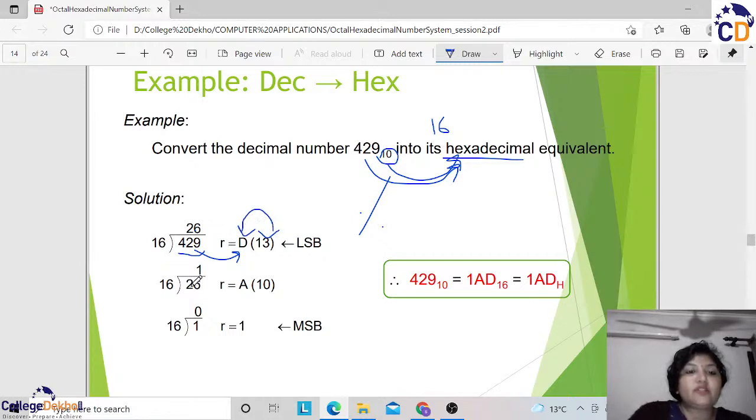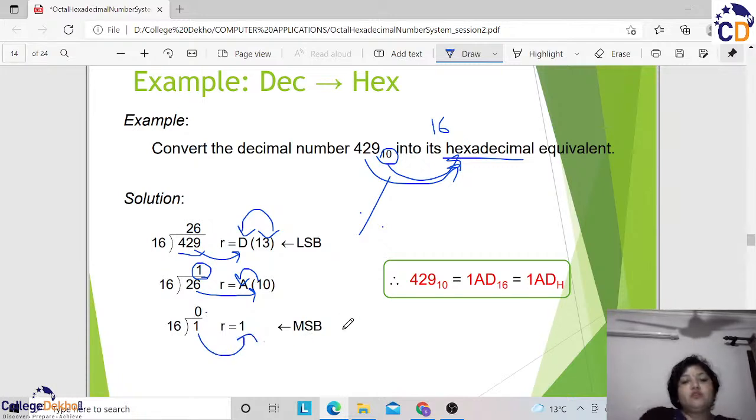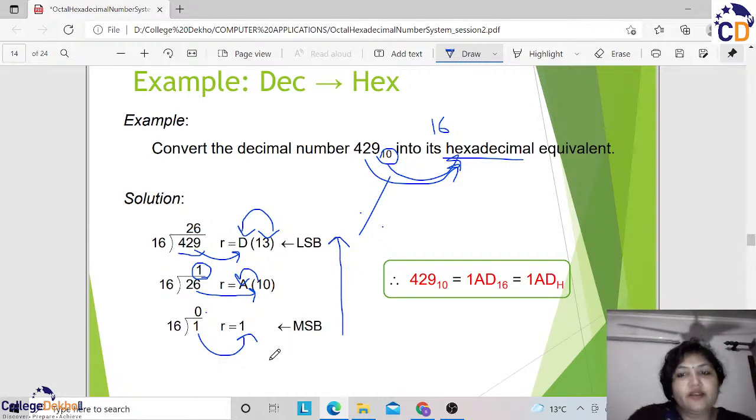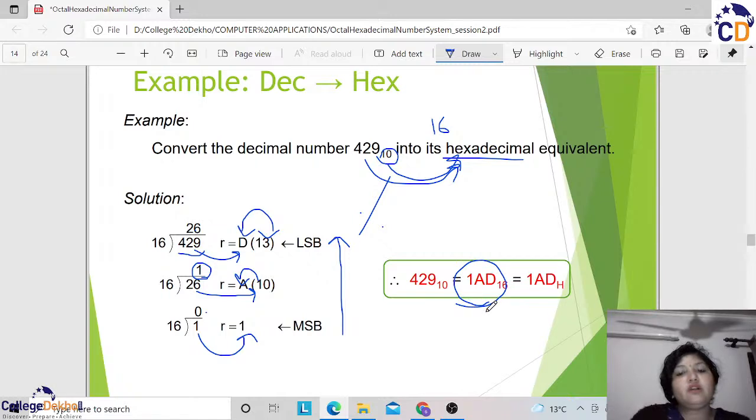Now in the next, 26 divided by 16, you will be getting 1, again not equal to 0. So the remainder would be 10, right? And what is the representation of 10? That is A, right? And then 1 divided by 16, you will be getting 0 point something. So that means this is the last bit, that is the most significant bit. So again, process from bottom to top, you will be getting 1 A D. So 1 A D is the hexadecimal representation of the decimal number.